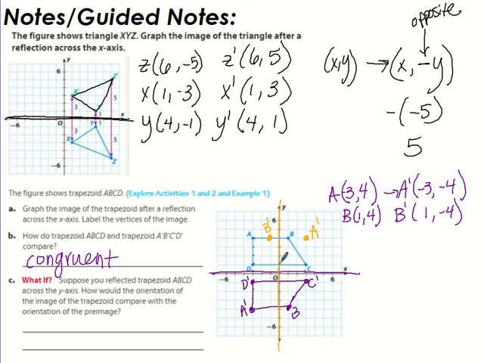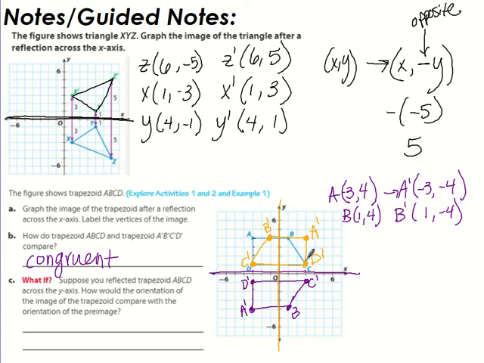So 1, 2, 3, 1, 2, 3. Oh, look at this. C and D end up on top of each other, or their primes. 1, 2, 3, 1, 2, 3. So C prime is now where D was, and D prime is now where C was.